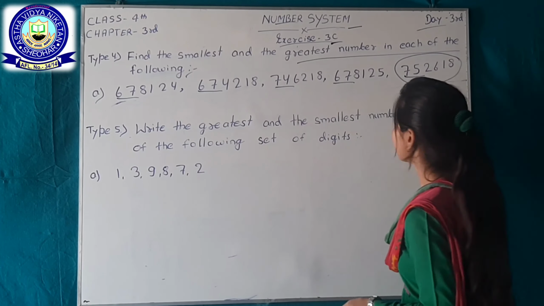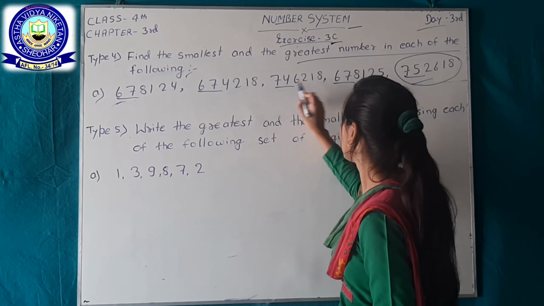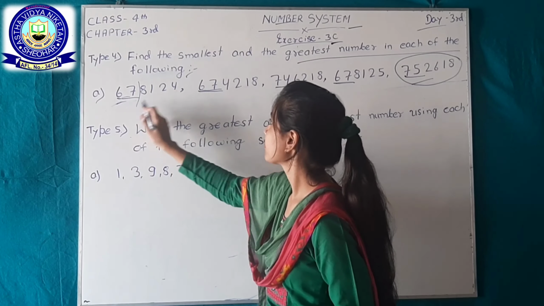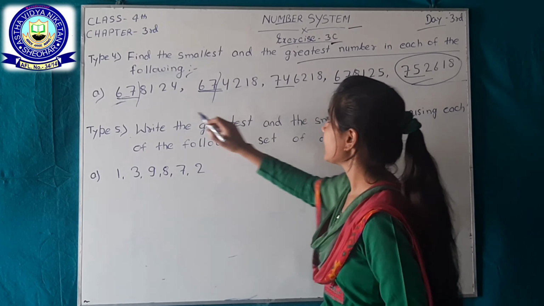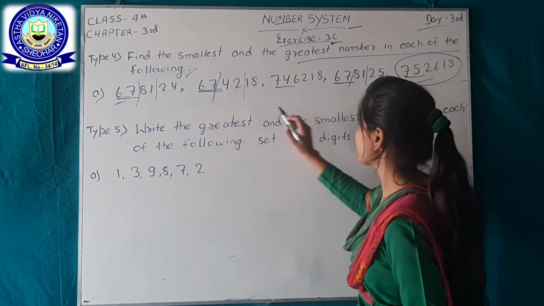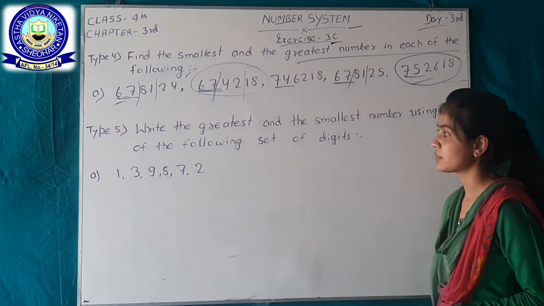This is the greatest number, and you have to also find the smallest number. Here is 67, 67 and 67, and then here is 81. Here is 42 and here is 81. So this is the smallest number of the given series.